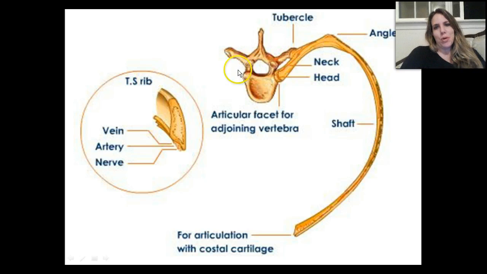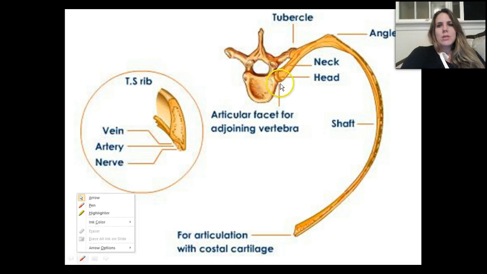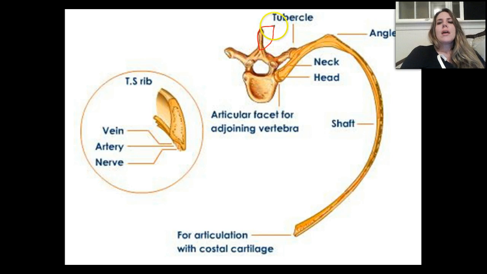A little more detail about the ribs and how they articulate with the thoracic vertebrae that they're associated with. So you already remember the parts of the thoracic vertebrae, right? So let me get out my trusty little pen here and let's see what we can do. So you'll remember this is your spinous process right there. And this is your transverse process.